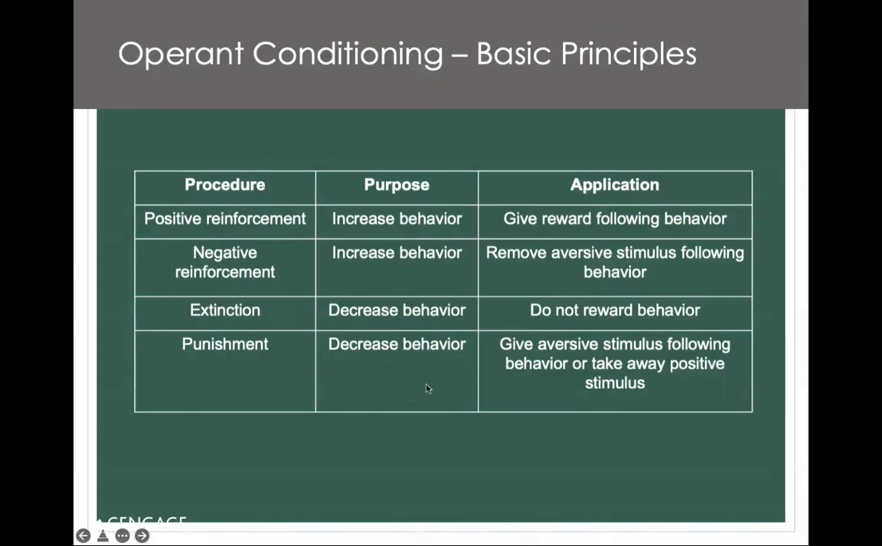Negative punishment is when you take something pleasing. So let's say you ground someone, you take away their freedom. That leads to decreasing the behavior. Negative is something you remove, positive is something you give. Extinction is basically also decreasing behavior, but you do not need to reward behavior anymore. It's already extinct.